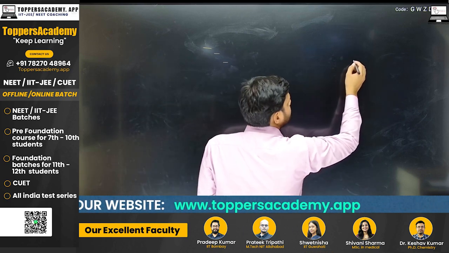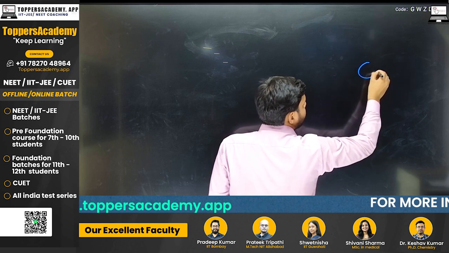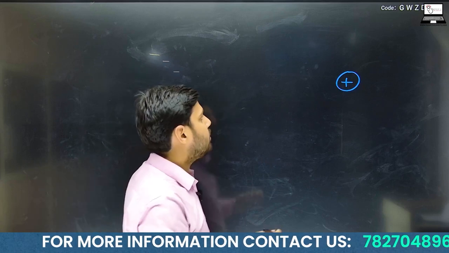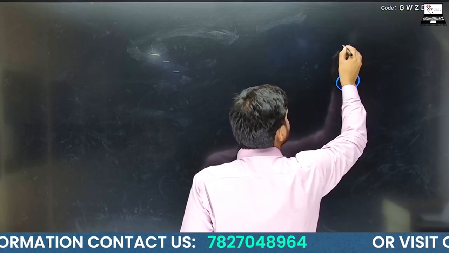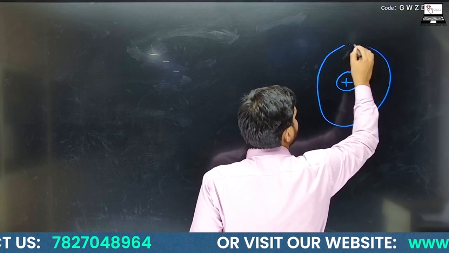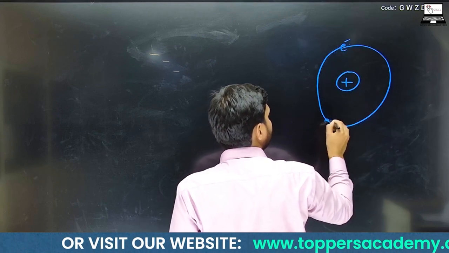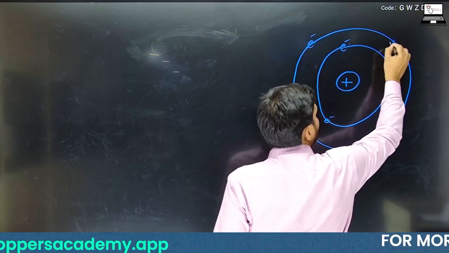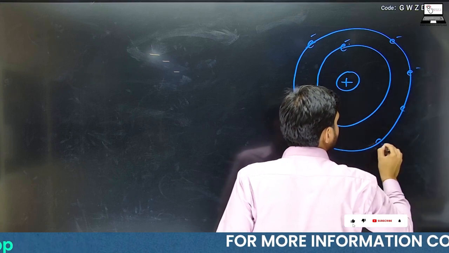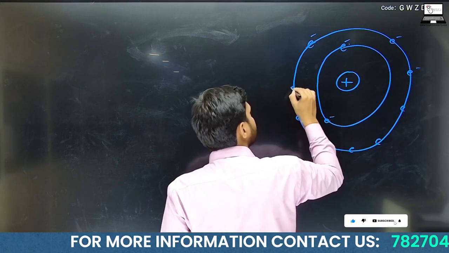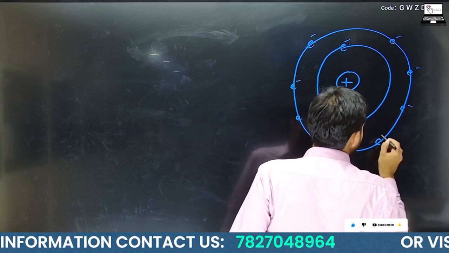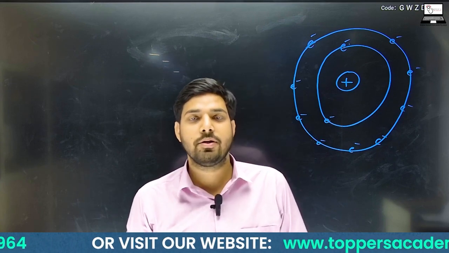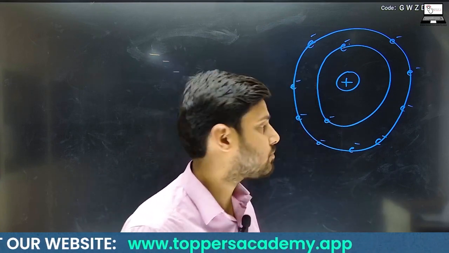We have this nucleus inside an atom. Everyone knows what a nucleus is. And we have some electrons revolving around the nucleus. These are the orbits along which electrons revolve. Alright, these are the orbits along which electrons revolve.